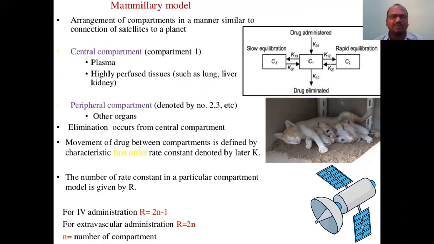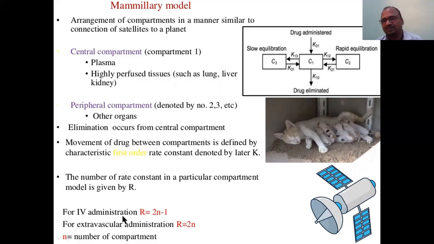Now the peripheral compartments are always denoted by 2, 3, 4, etc. These are all the other organs. And keep in your mind, elimination occurs from the central compartment only. Movement of the drug between compartments is defined by a characteristic rate constant denoted by K. All these are K. And how to calculate K also I will tell you.